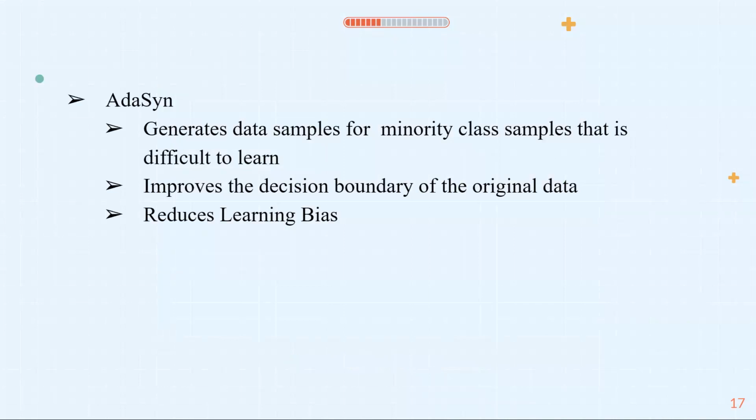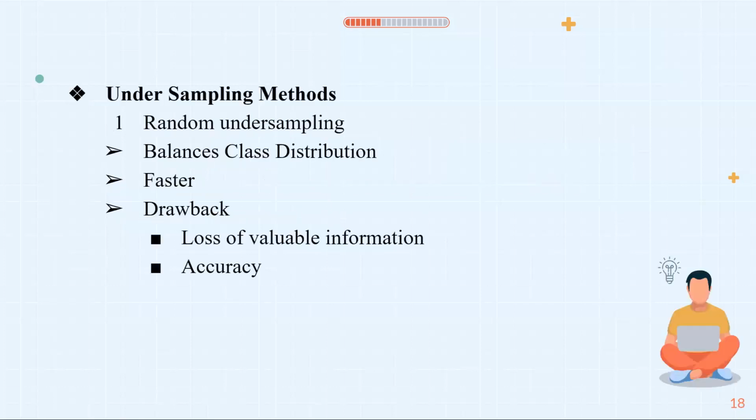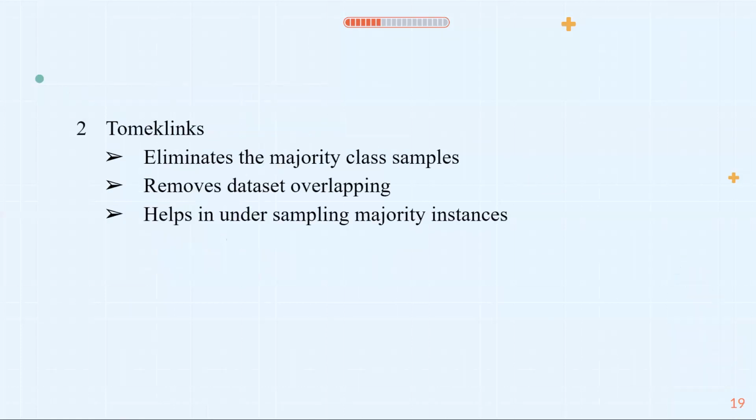So the next is ADASYN. It basically samples the minority classes or the border points so that we can reduce the learning bias which happened in Borderline SMOTE. So coming back to the undersampling techniques, which are random undersampling and Tomek links. Random undersampling, as the name suggests, randomly removes the samples or instances from the majority classes. While we randomly remove such information, there are chances that we lose certain valuable or very significant information. And the next one is Tomek links.